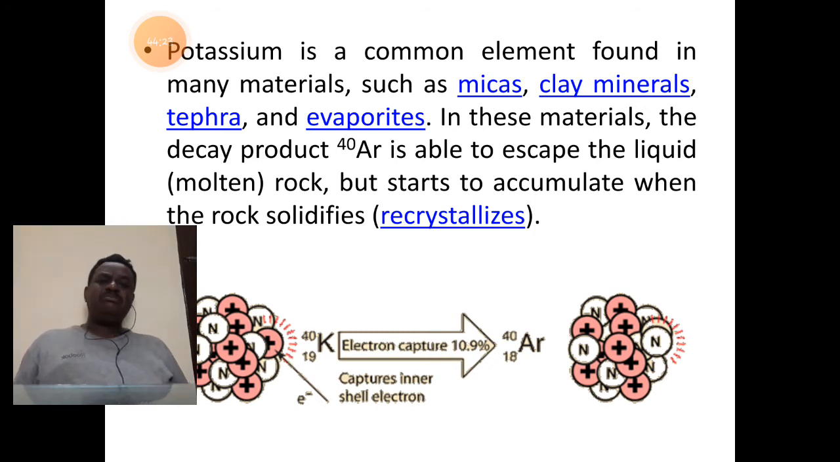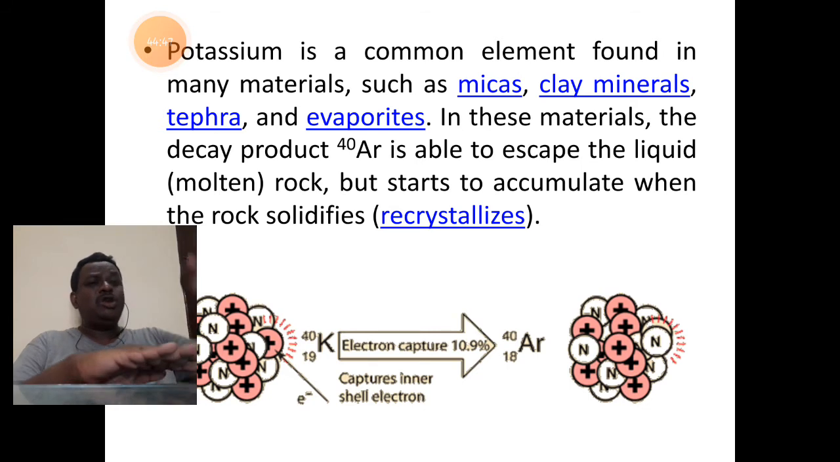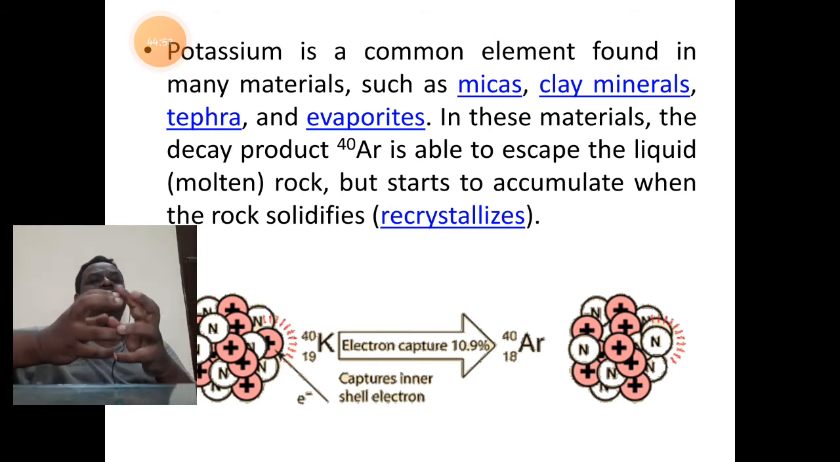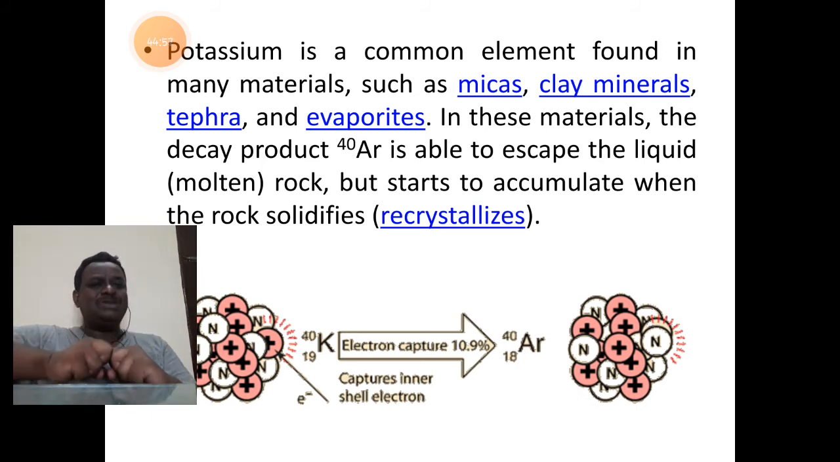Generally, when potassium is predominantly present in volcanic lava, and this lava erupts onto the Earth's surface, all the argon starts escaping. It's a gaseous molecule, so it starts escaping. But when a new rocky layer forms upon solidification, argon-40 gets embedded within the rock layer. So it becomes crystallized now.